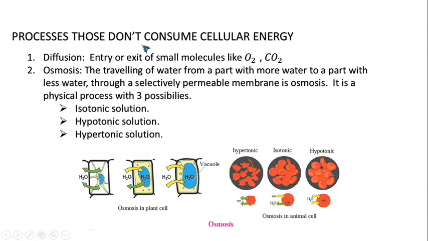Diffusion, entry or exit of small molecules like oxygen and carbon dioxide. Osmosis, the traveling of water from a part with more water to a part with less water through a selectively permeable membrane is osmosis. It is a physical process with three possibilities. Isotonic solution, medium outside and inside the cell has the same proportion of water. Water does not go in or out.